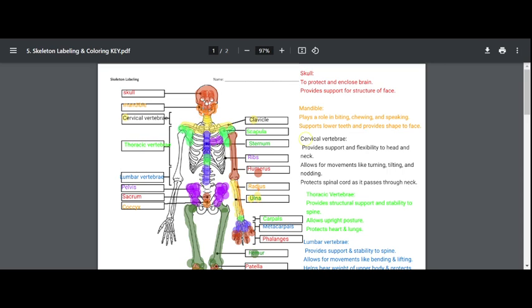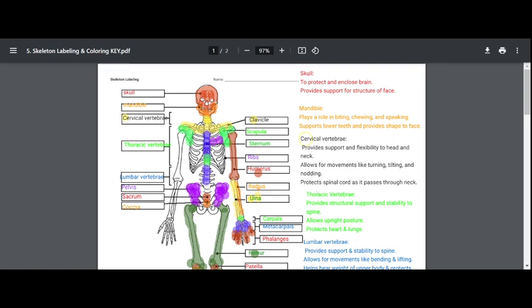Okay, and then over here in this area, we have the cervical vertebra. Okay, so the cervical vertebra provides support and flexibility to head and neck and allows for movements like turning, tilting, and nodding. Also, the cervical vertebra protects the spinal cord as it passes through the neck.